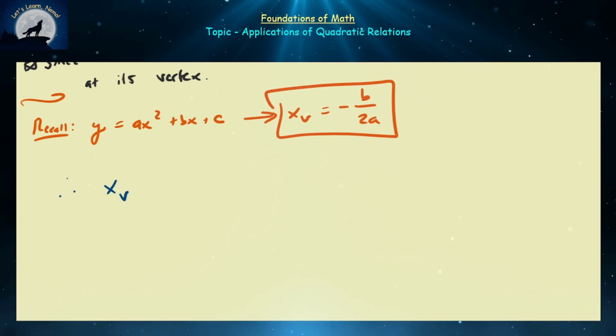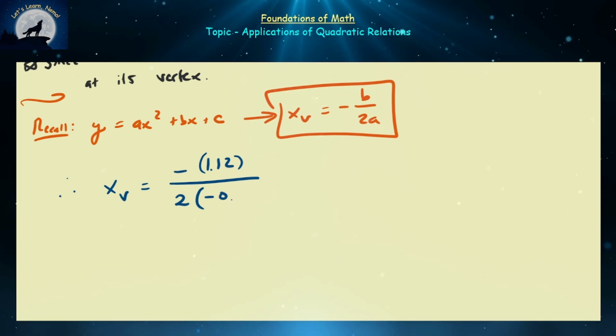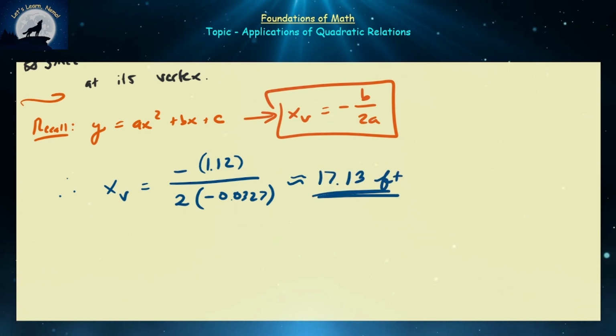That means the x-coordinate of our vertex is going to be equal to negative b, which came out to 1.12, all over 2 times a, which is negative 0.0327, which once you actually do out that calculation, is going to be approximately 17.13 feet. So that's how far this object travels until it reaches its maximum height.